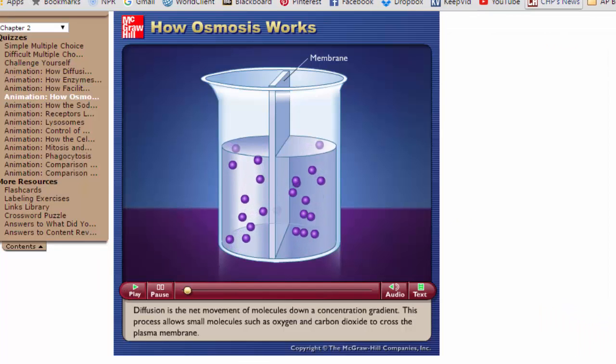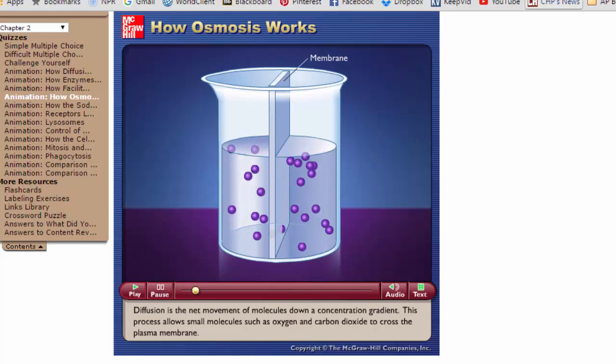Diffusion is the net movement of molecules down a concentration gradient. This process allows small molecules, such as oxygen and carbon dioxide, to cross the plasma membrane.